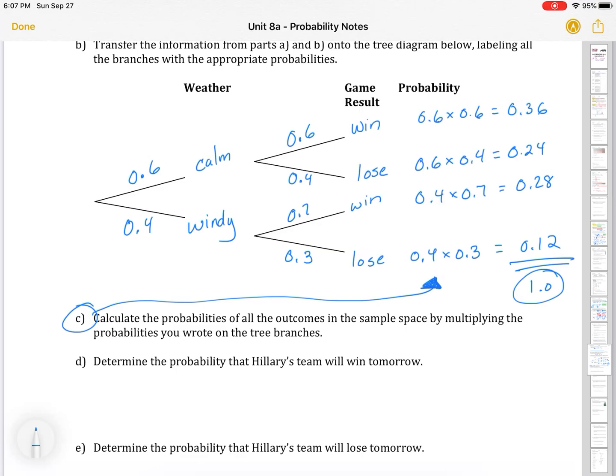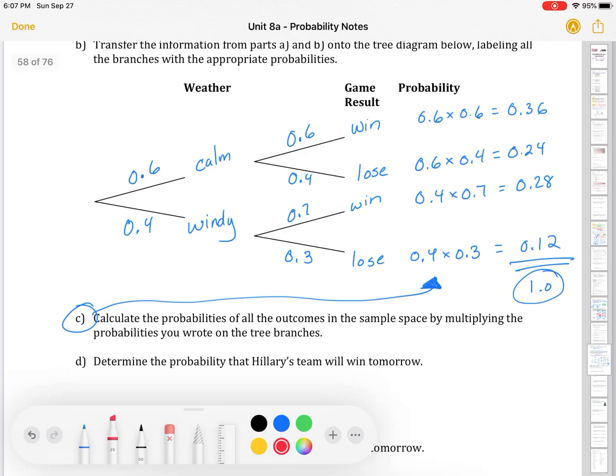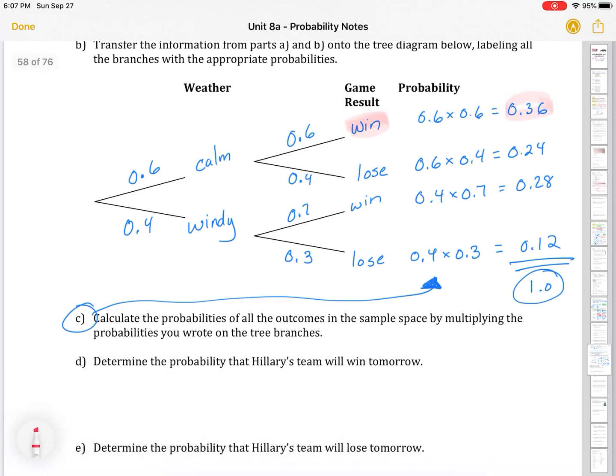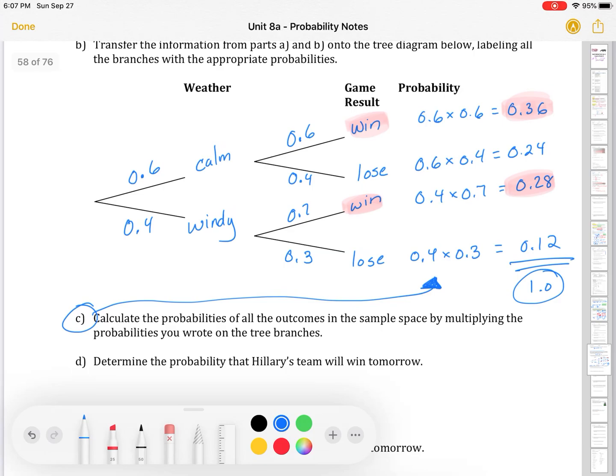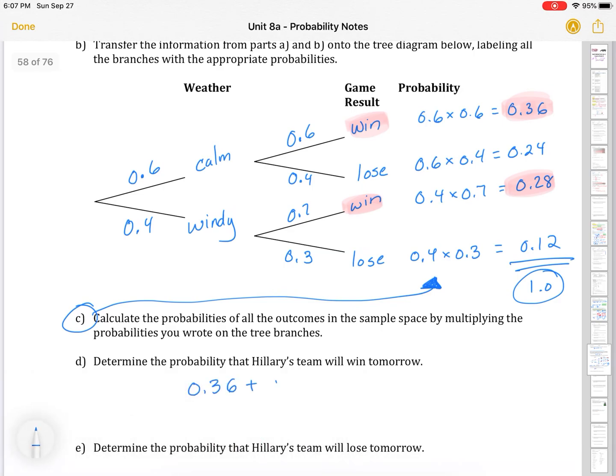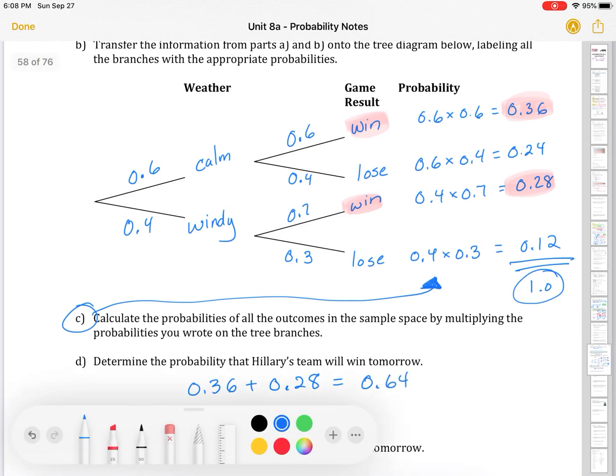So determine the probability that Hillary's team will win tomorrow. Looking at these, let's look at where they win. They win here, so that's 0.36, and they win here, that's 0.28. So 0.36 plus 0.28 equals 0.64.